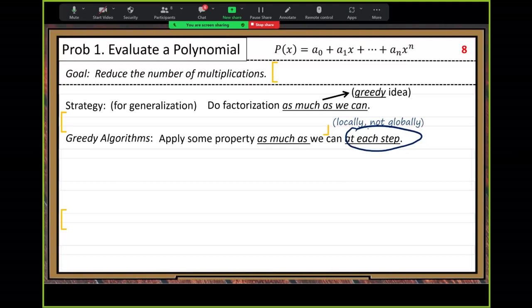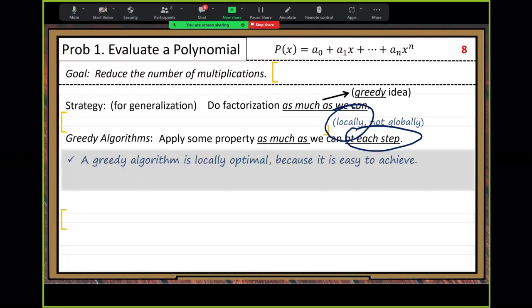What do you mean by each step? Each step means a local operation. When you take the greedy strategy, you just look at the current step. You apply the factorization method. You only look at the current step. You do not look at the previous step or next step. Only the current step. So it's a local operation, not a global operation. That's a typical property of the greedy algorithms.